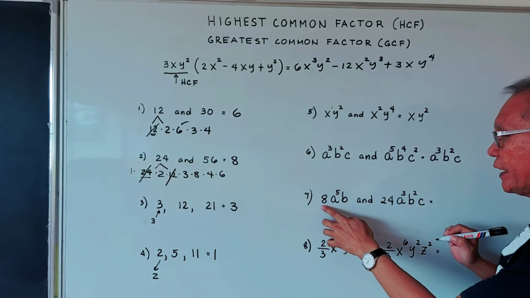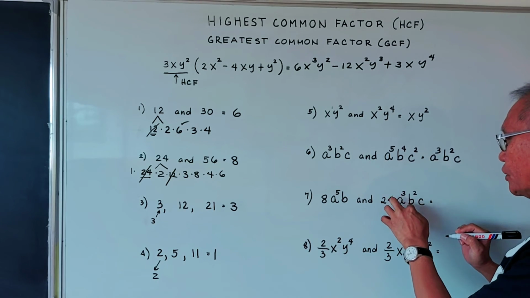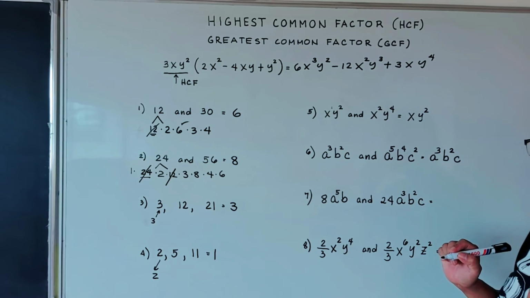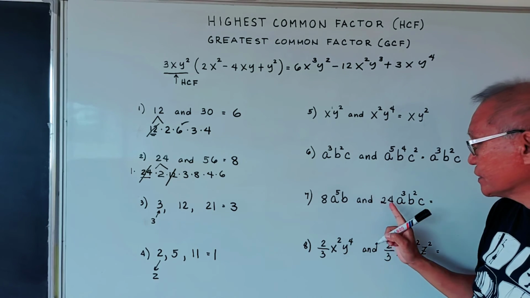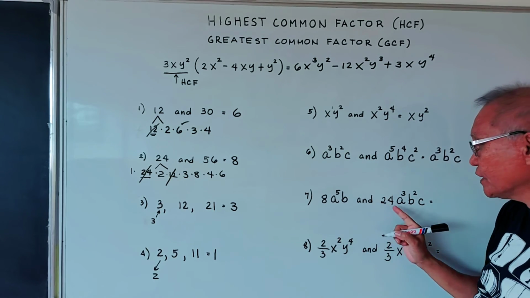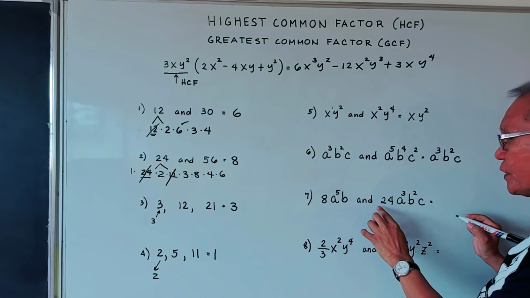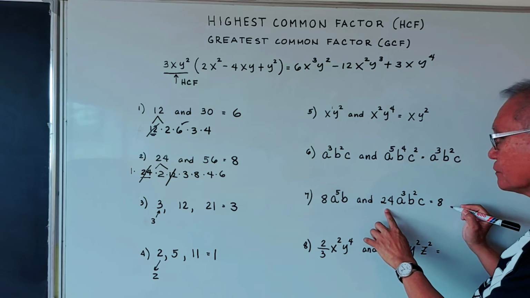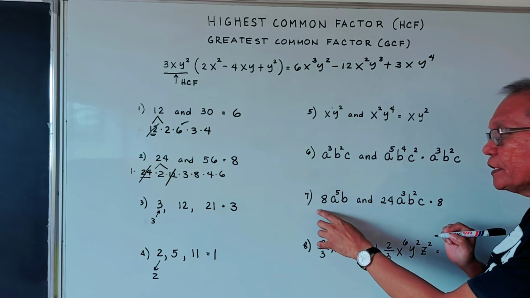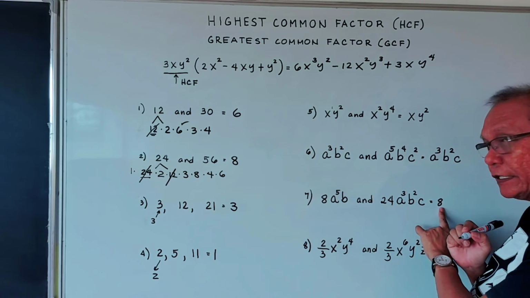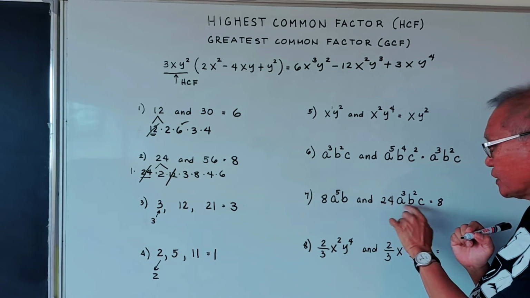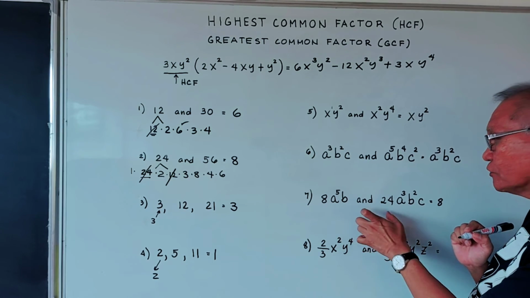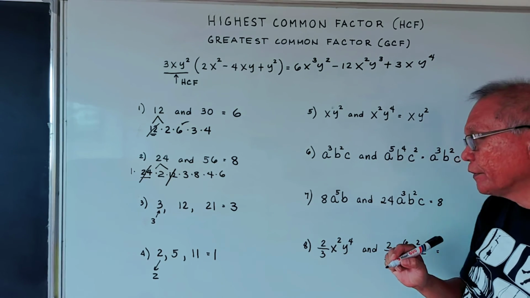Okay, we have 8, a to the fifth b, and 24, a cubed b squared c. Let's have the numbers first, the 8 and the 24. For the 8 and 24, we know it's 8. 1 times 8, and 24 divided by 8 is 3, because we can divide 24 by 8. So 8 is the common factor of 8 and 24.